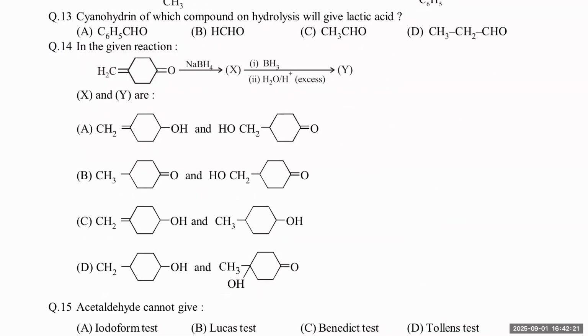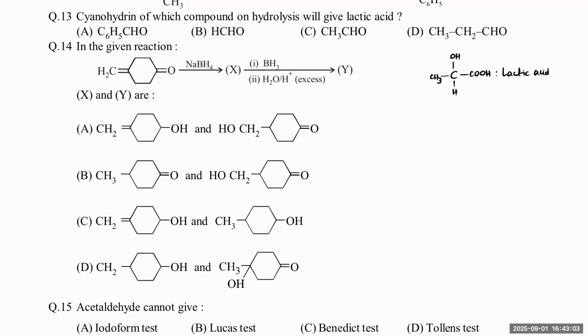Next. Cyanohydrin of which compound on hydrolysis will give lactic acid? Okay. So I need to first check out what exactly is lactic acid, and from there we can get to it. See, lactic acid is when you have a carbon with an OH group and a COOH group present on the same carbon, with H and a methyl group. If you have it this way, then this is lactic acid. So it is simply alpha hydroxy propanoic acid. That is called lactic acid.